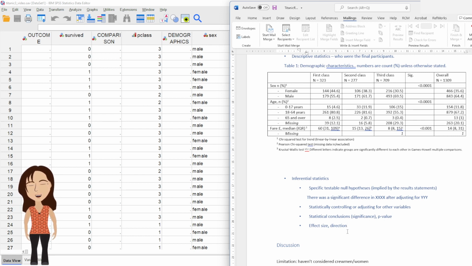Often the graphs that you learn in a basic stats course are not the ones that are going to end up in a final paper. They might be, but they might not be. So I've got a few examples.